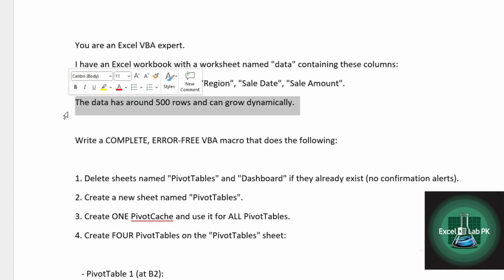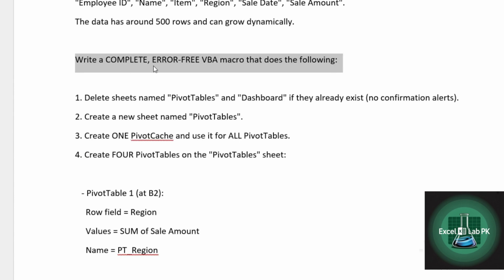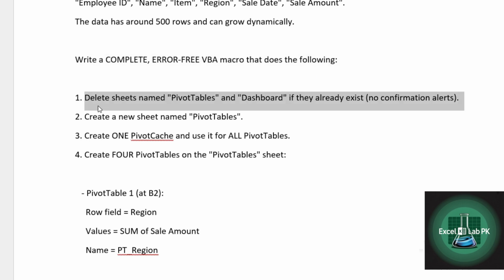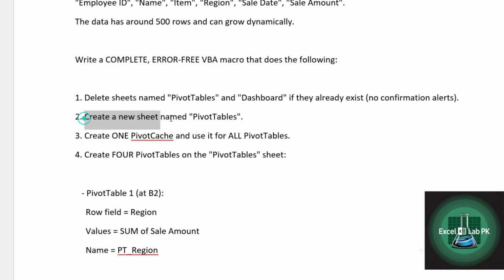After that, I mentioned that this data has 500 rows and I asked for a complete error-free VBA macro for it. I have carefully instructed how to write the script. First, check if there is already an existing sheet named pivot table or dashboard within this specific file, and if so, delete it immediately. Then proceed to create a brand new worksheet and rename it as pivot table.